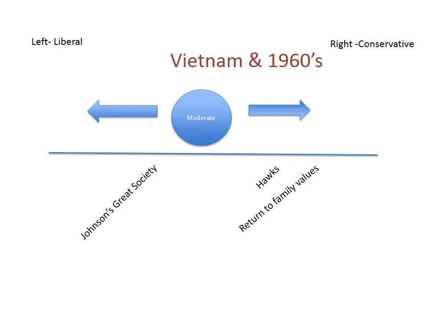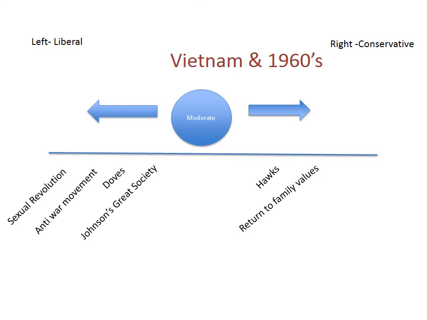Hawks, of course, are going to be the ones that are for war. Conservatives tend to be for nationalism, a strong government. So your hawks are going to be on the right. Doves are generally going to be people who are less likely to go to war. And so we'll put the doves on the left. And of course, that can be seen in Vietnam when you had the counterculture movement. The counterculture movements generally were against war.